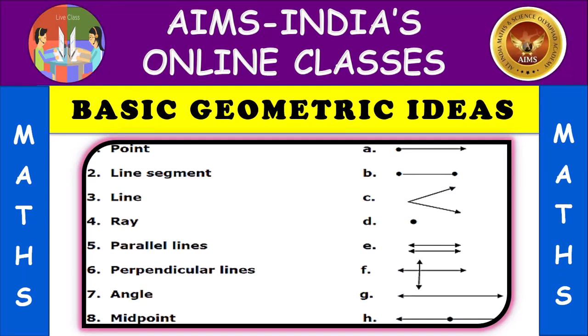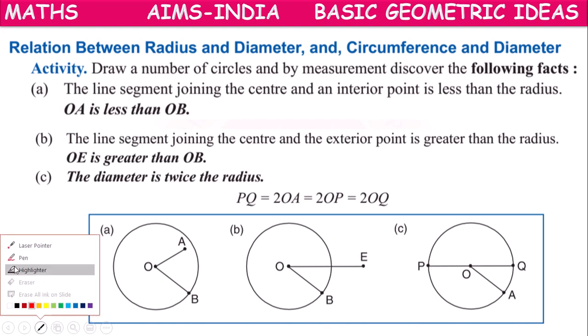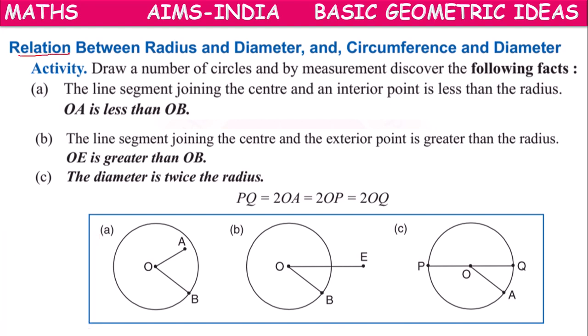Today, from the mathematics subject, we are going to discuss the topic basic geometric ideas. Our concept today is the relation between radius and diameter, and circumference and diameter of a circle. We are going to study the relation between radius R, diameter D, circumference C, and diameter D of a circle.